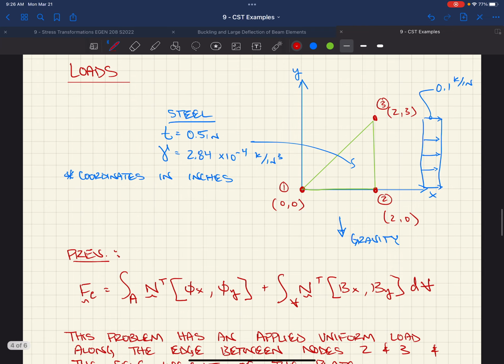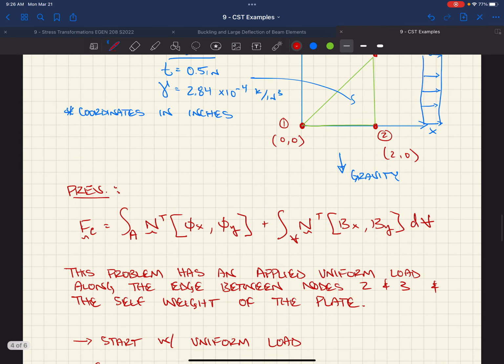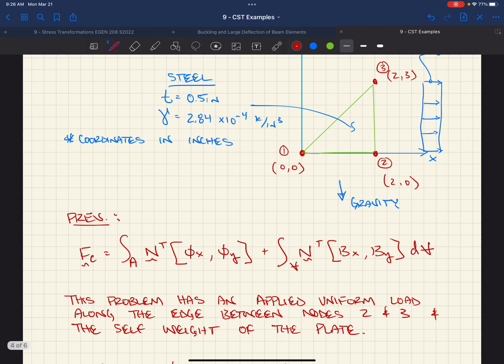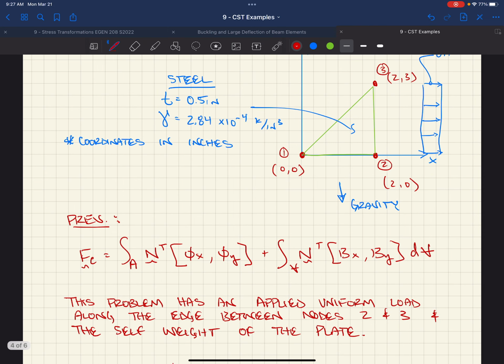plate. And so from that, we would need to know, well, what's the thickness of our plate? Got our 1/2 inch. We'd also need to know the density of our plate, right, for gravity. In this case, if we were using steel, that density would be 2.84 times 10 to the negative 4 kips per cubic inch, or what's the weight of steel in pounds per cubic foot? 490 pounds per cubic foot, okay?